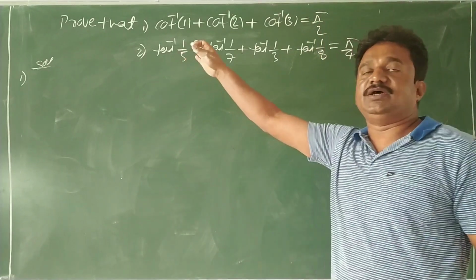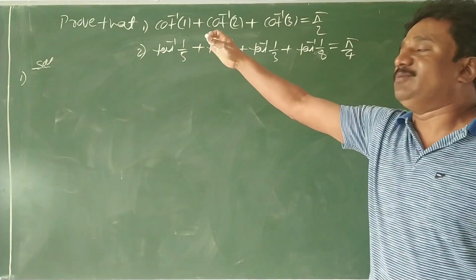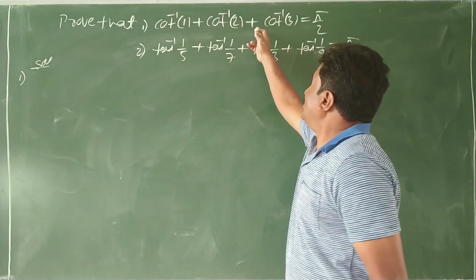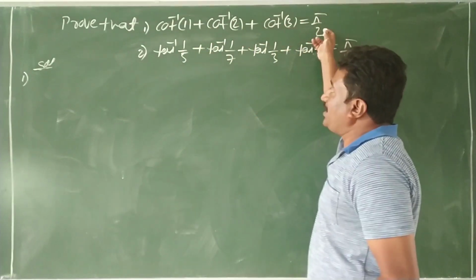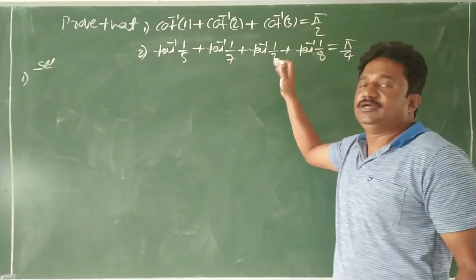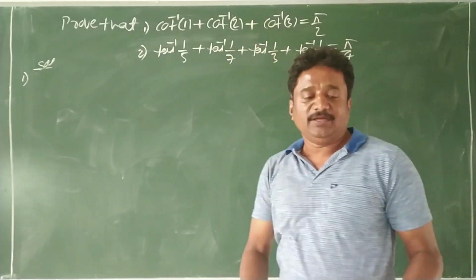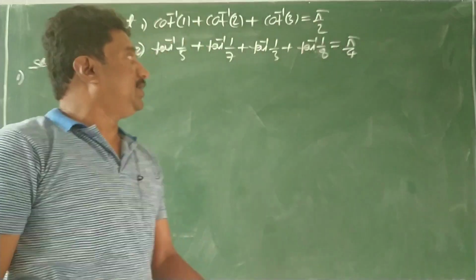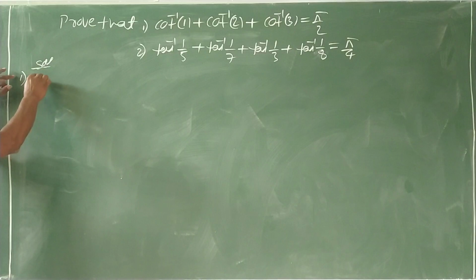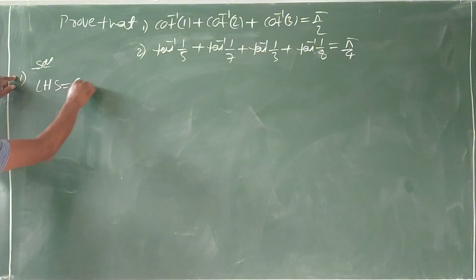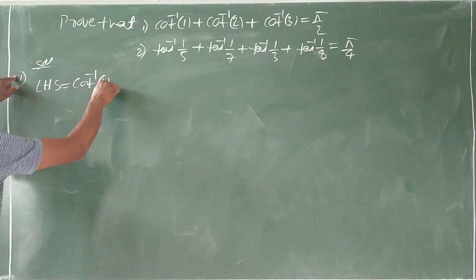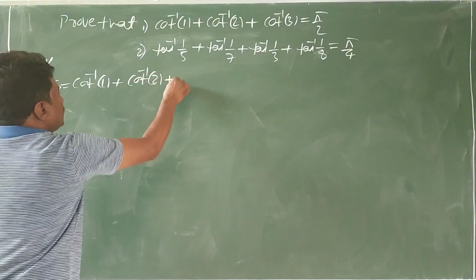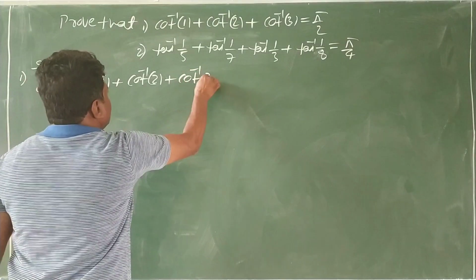Look at that, students. I have 10 simple questions on the board. Prove that cot inverse 1 plus cot inverse 2 plus cot inverse 3 is equal to pi by 2. We have one more question. You take LHS of that first. Solving that is so easy, students. So write the solution. What is LHS? Cot inverse 1 plus cot inverse 2 plus cot inverse 3.